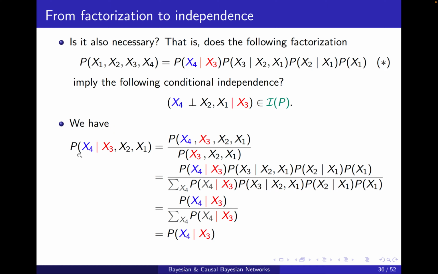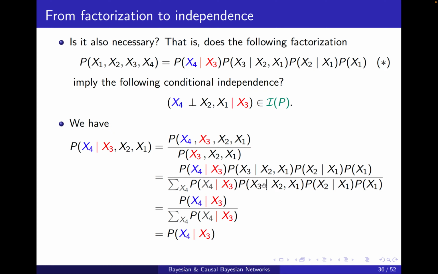We start from the probability of x4 conditioned on x3, x2, and x1, and we want to end up at p of x4 given x3. Namely, we want to show that x1 and x2 can be taken out, and therefore they're independent. Okay? How can we do that? We just use the definition of conditional probability. So it's all of the variables divided by the three here, and we then use the equation star, so we can factorize it in this form. Now, as the denominator, note that it's marginalized over x4, so we sum over x4. But it doesn't matter, we put it there, and then we can still factorize it in this way.